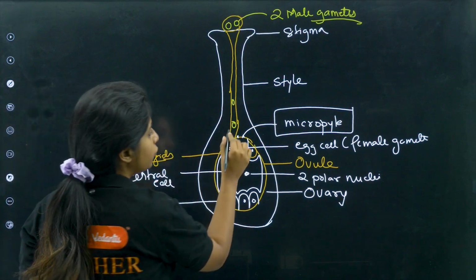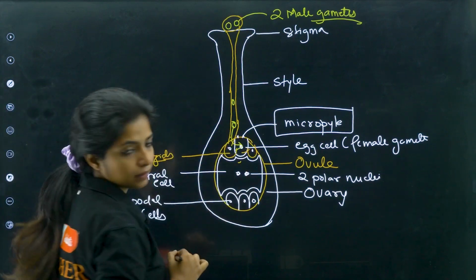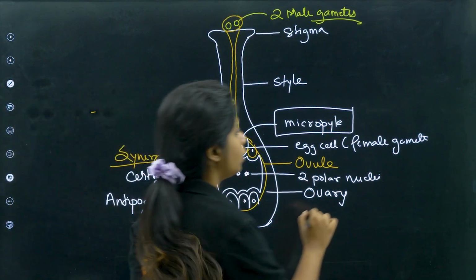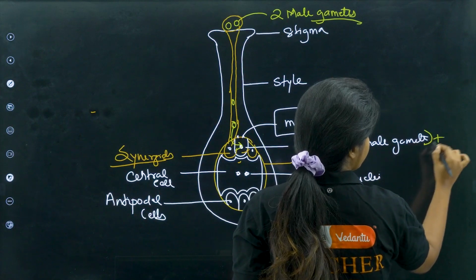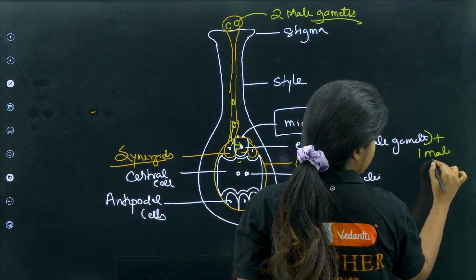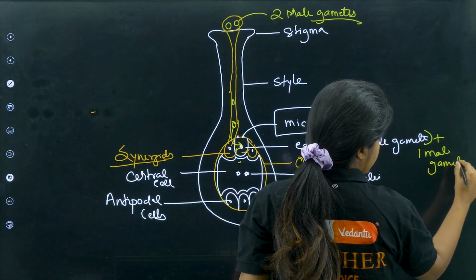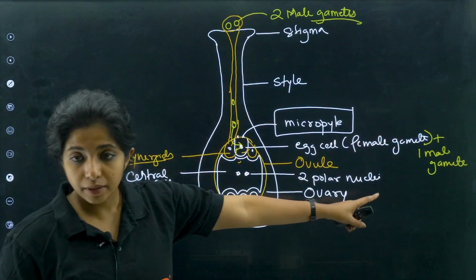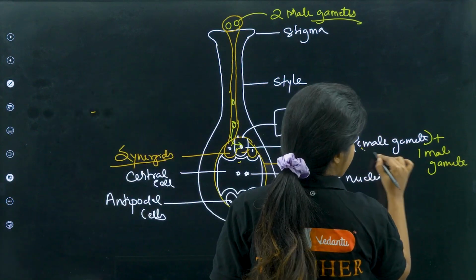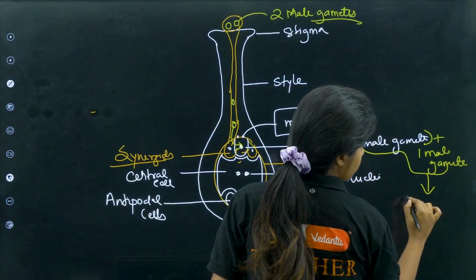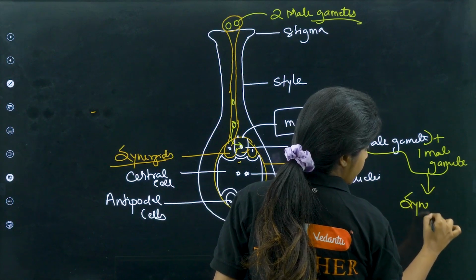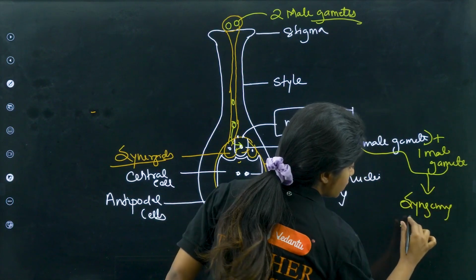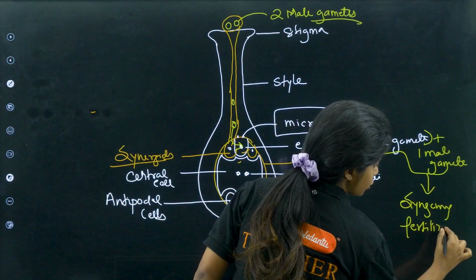One male gamete will fuse with the egg cell. So what do you have, children? You have egg cell plus 1 male gamete. Here the female gamete and the male gamete are fusing. So what do you call this process? You call this process syngamy, or fertilization.